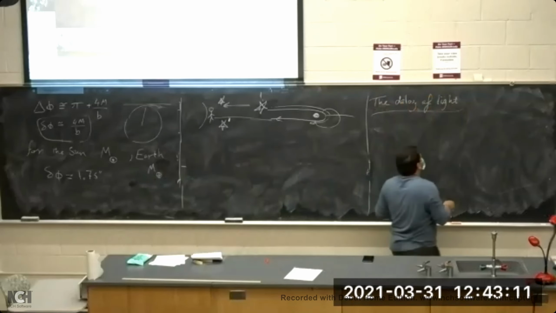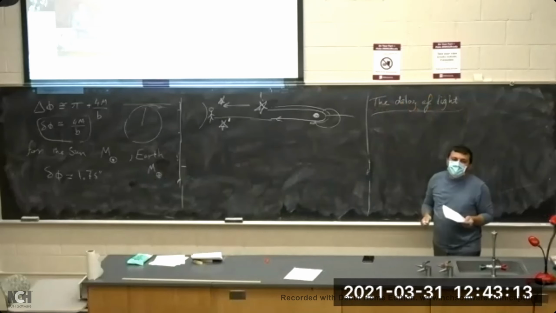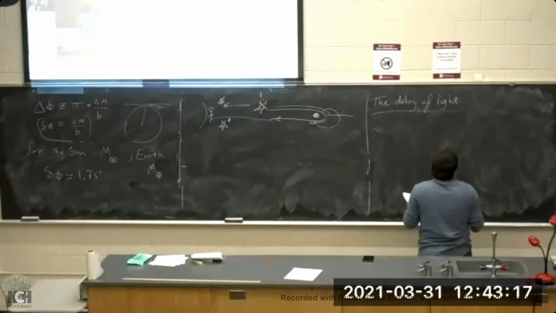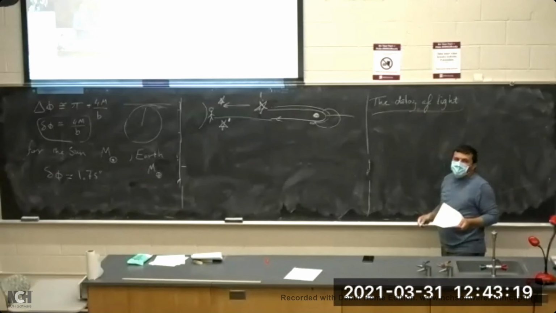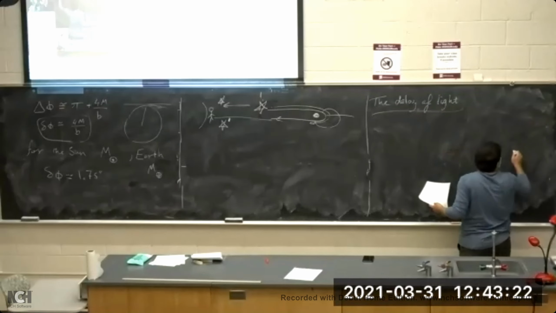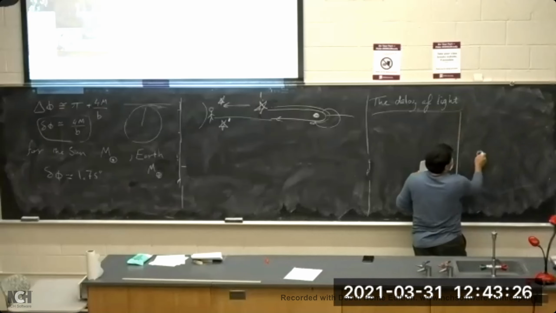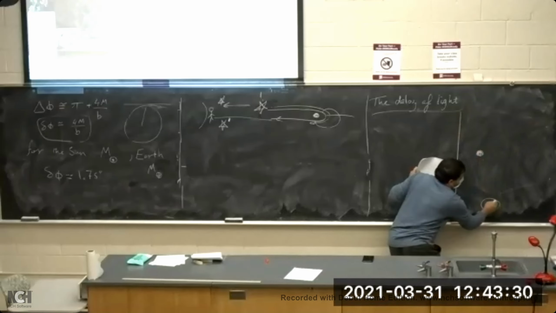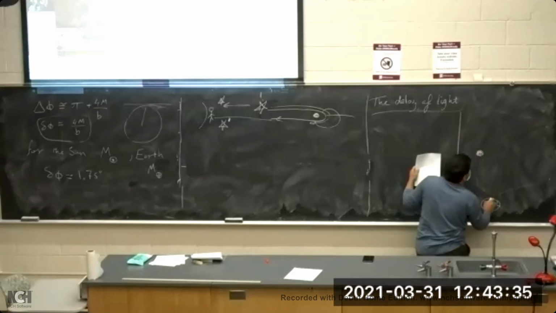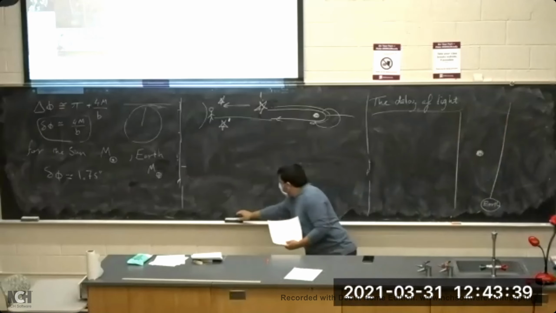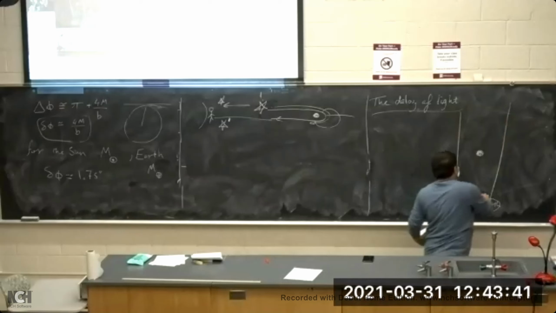Now the delay of light, we will take two cases. We will take the classical case and the GR case, which was observed in the 60s. If we have a mass, which is the sun, and this is the earth, and we have a straight line for a light signal. This is the classical case.